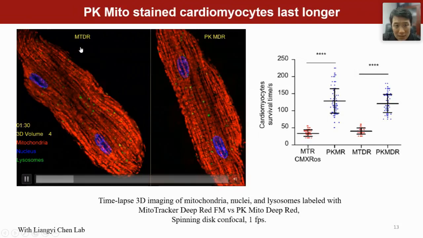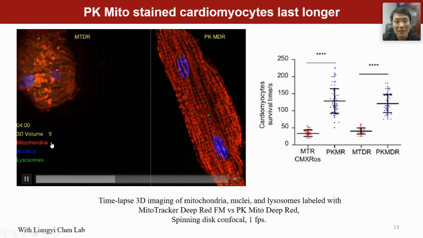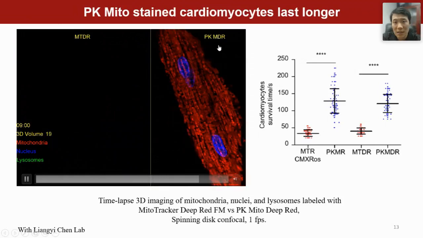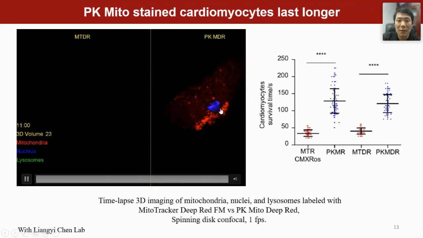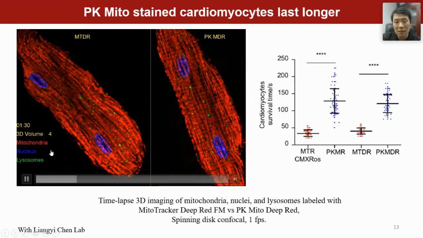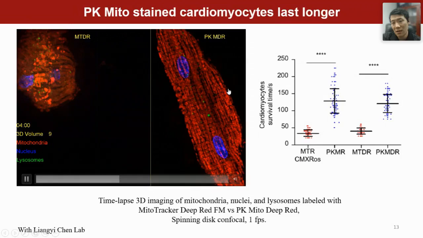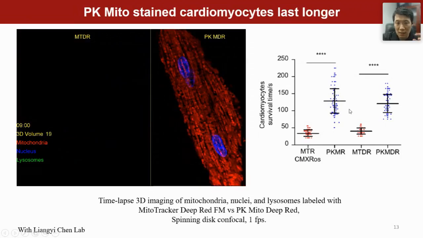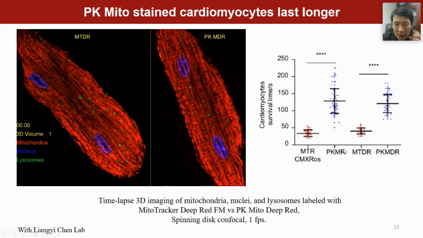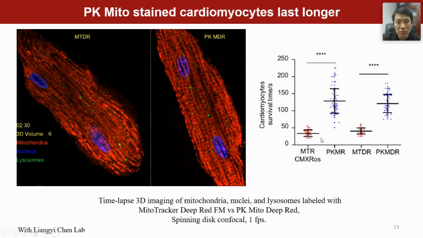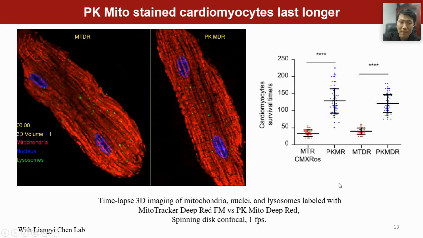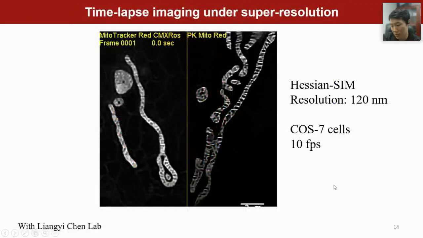MitoTracker Deep Red, because it's too phototoxic, you can see after 7 3D volumes, the cardiomyocytes simply shrink. But PK Mito Deep Red can withstand up to 20 3D volume images. So it's around 3 or 4 times longer imaging window compared to the MitoTracker counterparts, both on the red channel and on the far red channel. And that's cardiomyocytes, primary cells, which are very valuable.